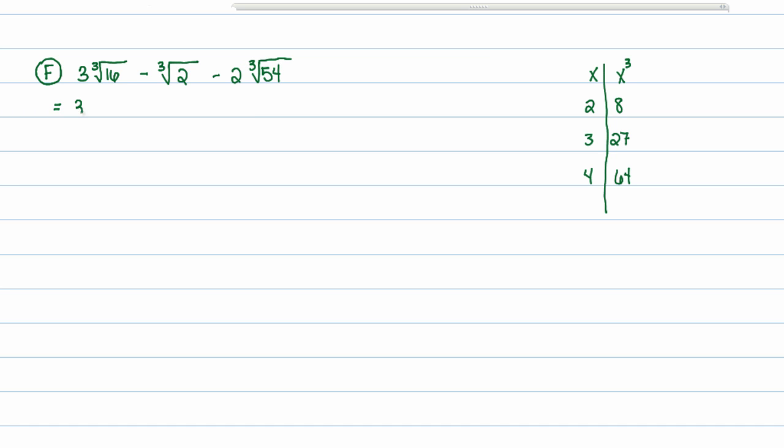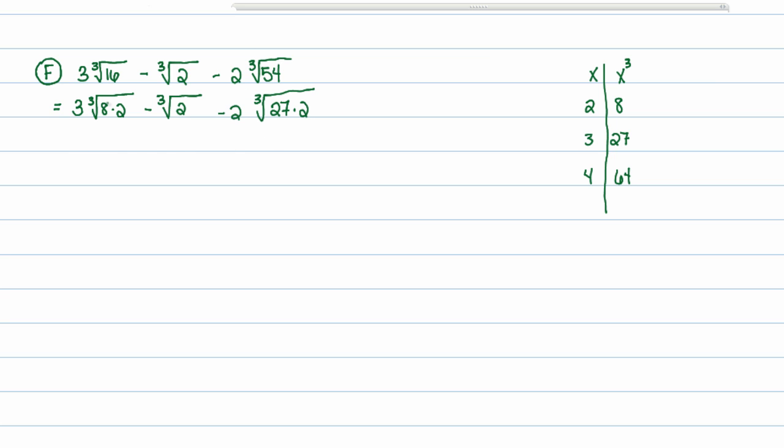However, I know that 16 can be written as 8 times 2. The 2, you're kind of stuck here. That's just going to be the cube root of 2. And then 54, let's see, is it divisible by 8? No, it's not. Is it divisible by 27? Yes, it is. That's 27 times 2. So let's write that in there.